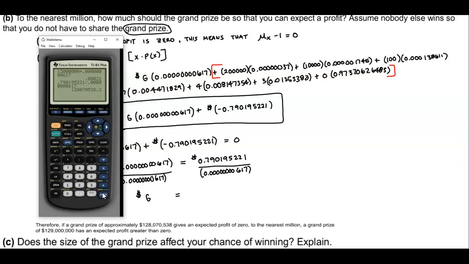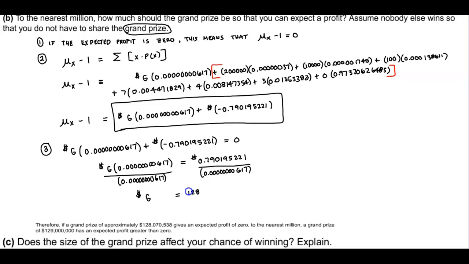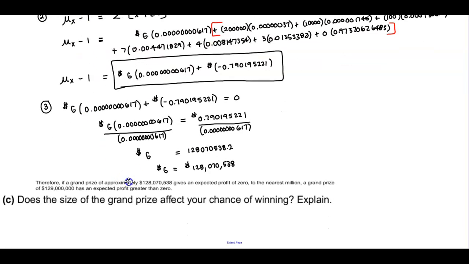We get 128,070,538.2, and we want to round this to the nearest dollar, so that gives us 128,070,538. Therefore, a grand prize of approximately 128,070,538 gives us an expected profit of 0. To the nearest million, a grand prize of 129 million has an expected profit greater than 0, since we're rounding that to the nearest dollar there.